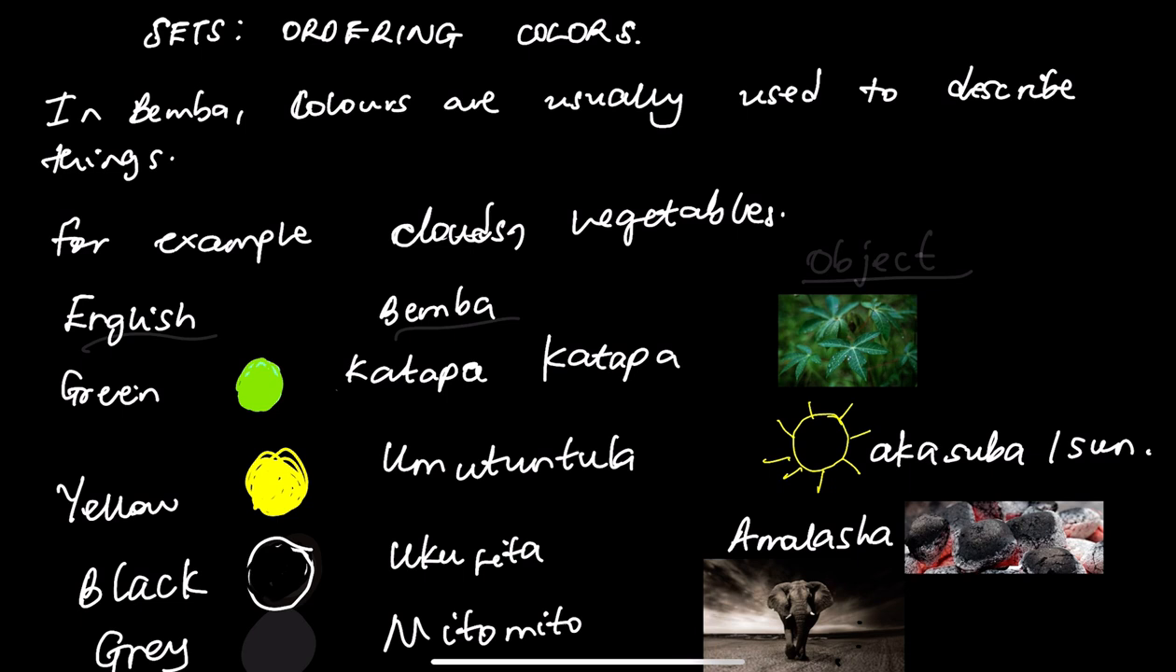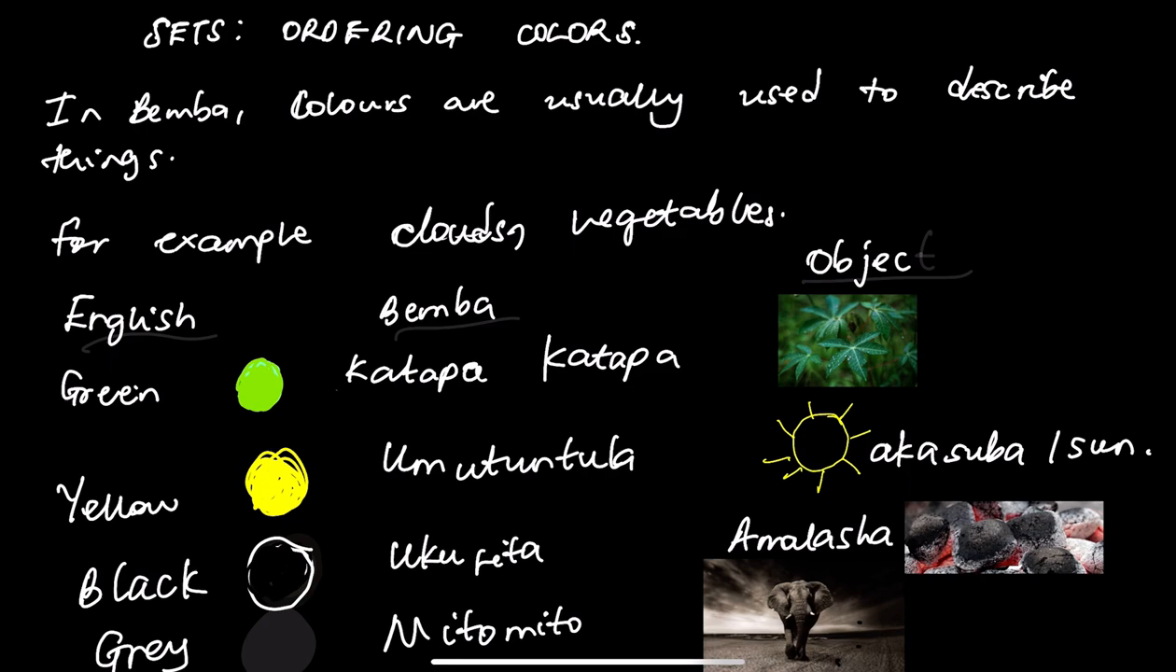So I'll be teaching how to order things in terms of colors. So in Bemba, colors are usually used to describe things. For example, clouds or vegetables. So as we're looking at the names of things, we'll be seeing that in Bemba, they actually refer to specific things. So we'll be mentioning the colors first, then we'll see how it looks, and there'll be an example of an object. So let's start.